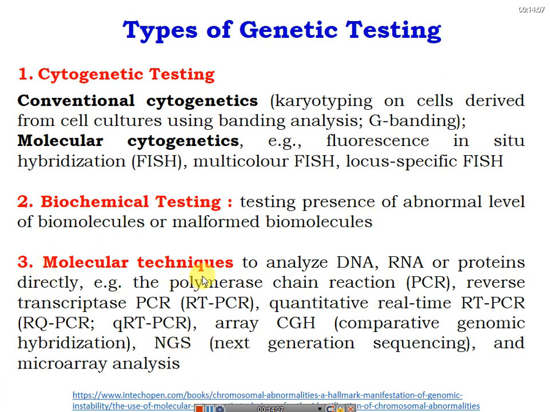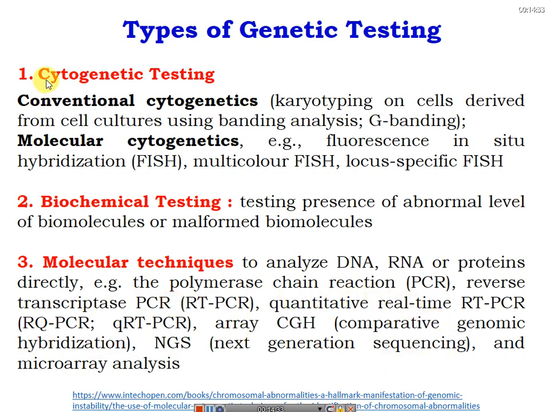In molecular techniques, we analyze DNA, RNA, and proteins directly, either by using polymerase chain reaction, reverse transcriptase PCR, or quantitative real-time PCR, or by carrying out comparative genomic hybridization, next generation sequencing, and microarray analysis. So these are the molecular techniques that can be used for genetic testing.